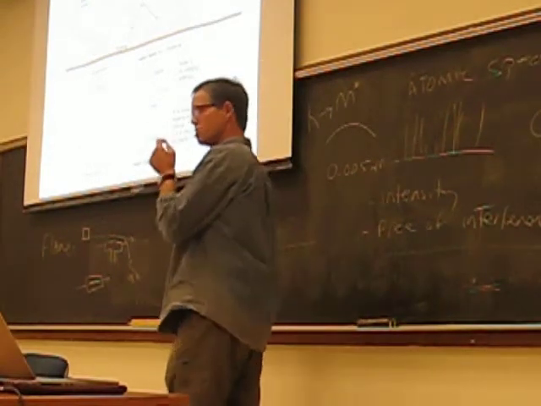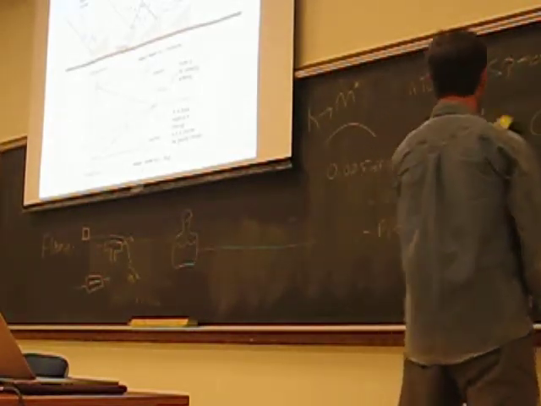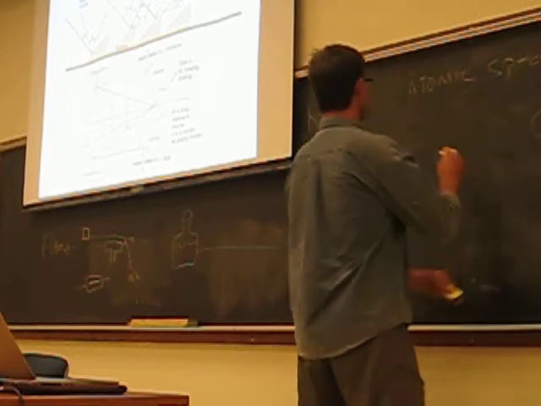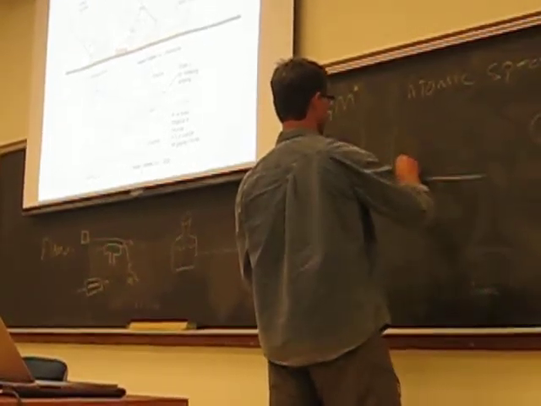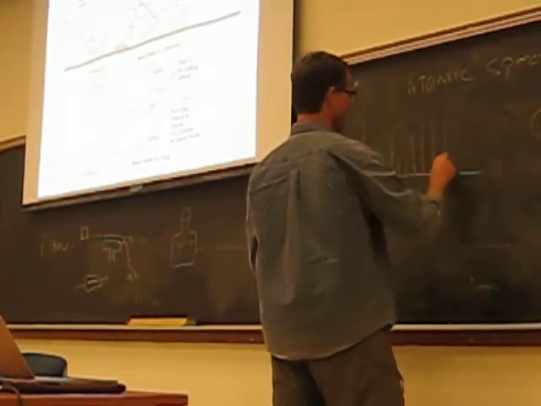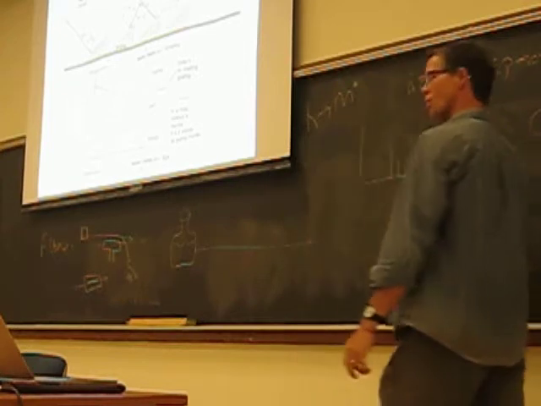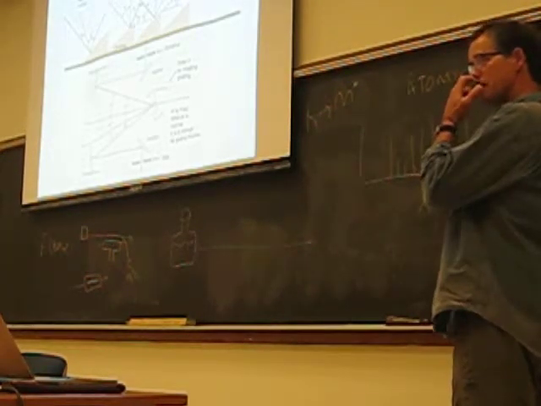In all cases, when we generate a complex atomic spectrum like this, we still have to select one particular spectral line in which to interrogate our sample. Right? And that's very important.